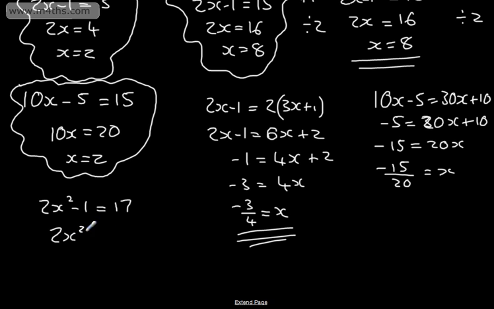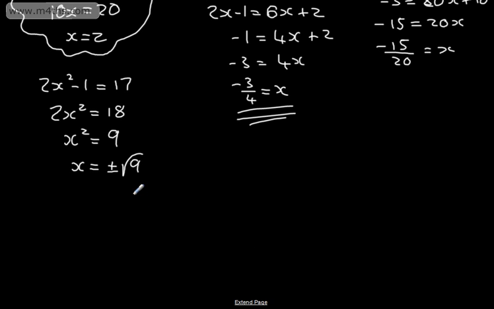So 2x squared is equal to 18 by adding 1 to both sides. X squared is equal to 9, dividing both sides by 2. And x is going to be equal to plus or minus the square root. The inverse of squaring is square rooting.